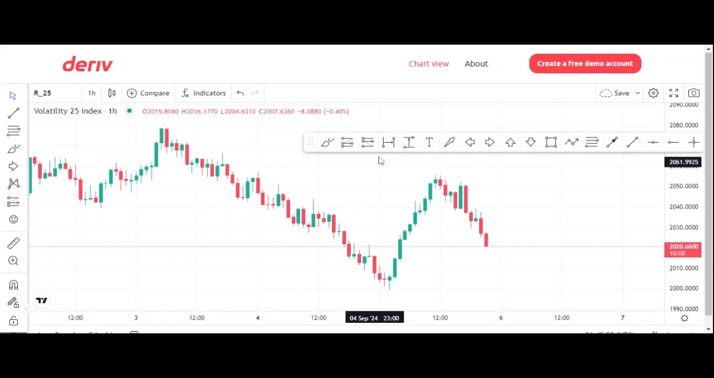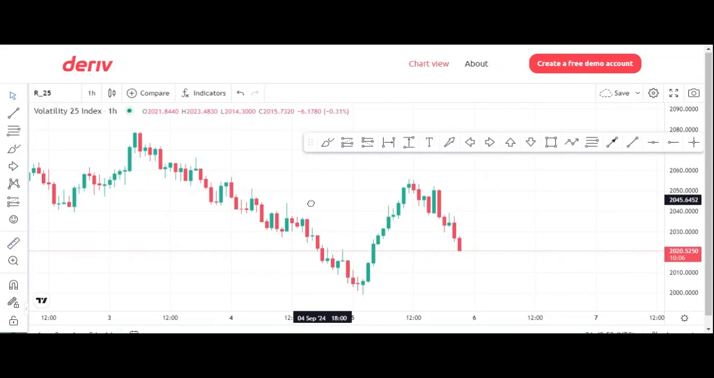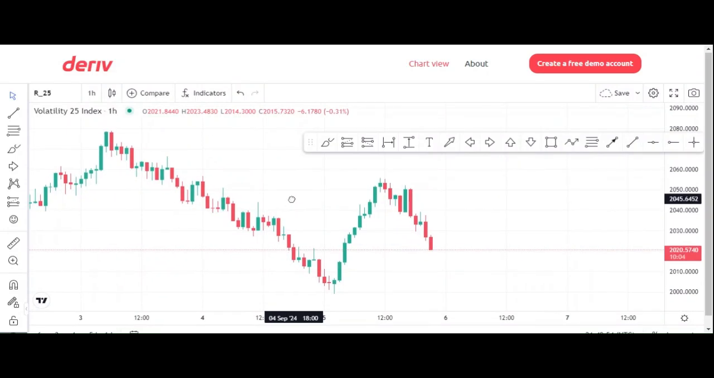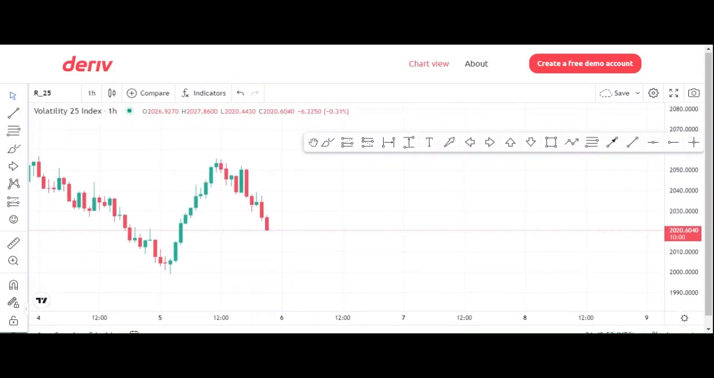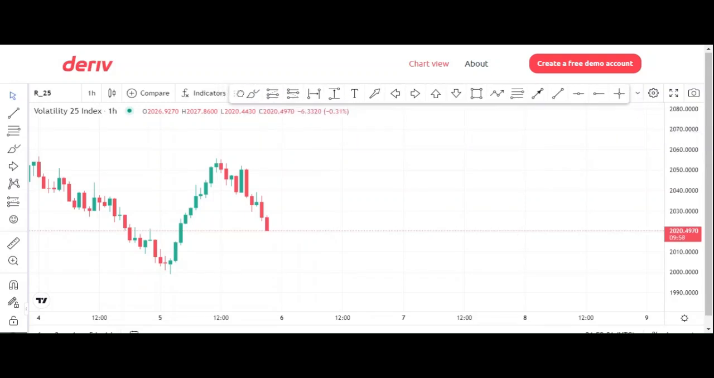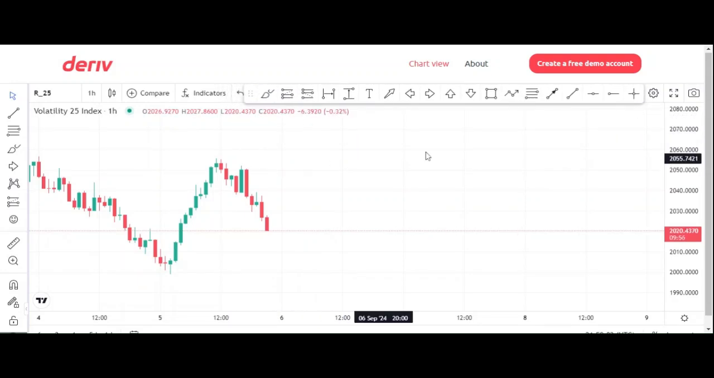So always identify the tools you use most frequently and place them in a prominent position on your analysis page. You can also use shortcuts. Learn keyboard shortcuts for frequently used tools to further streamline your workflow. Experiment. Try different layouts and configurations to find what works best for you. By following these tips and organizing your trading tools effectively, you can create a more efficient and productive trading environment.